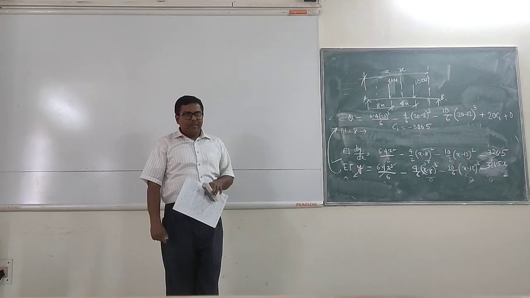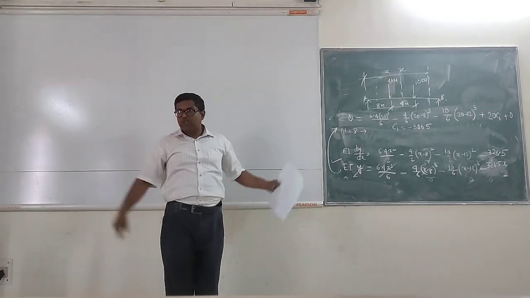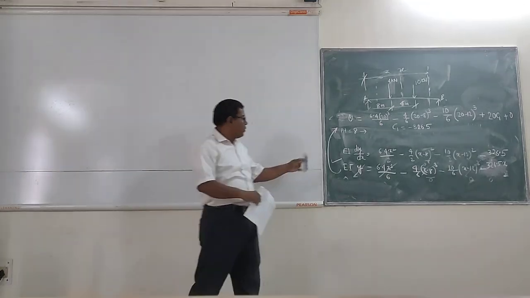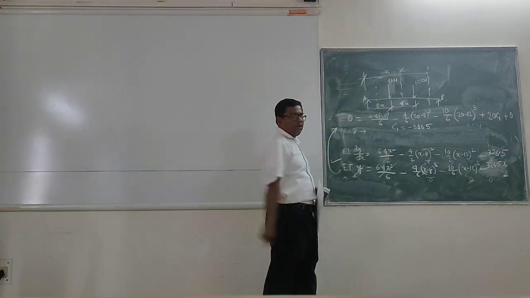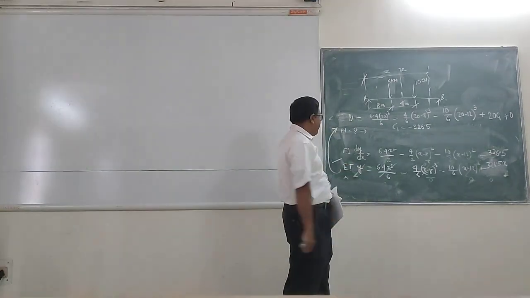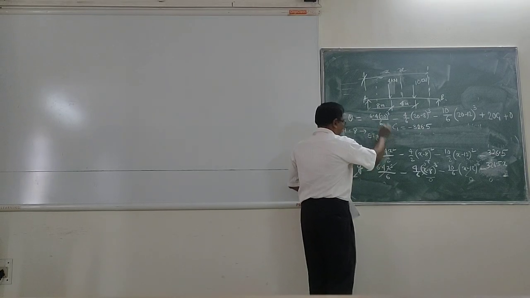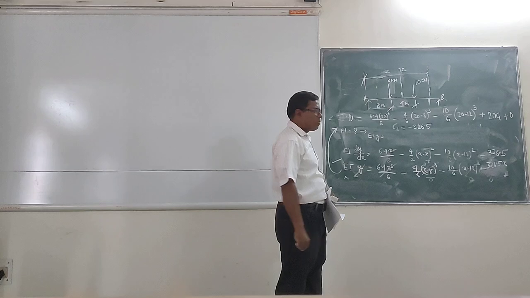It looks like a very big calculation, but you see, the calculation will become shorter. Okay? x equal to 8. So put x equal to 8. What will be the thing? At x equal to 8, what will be EI into Y? Tell me.